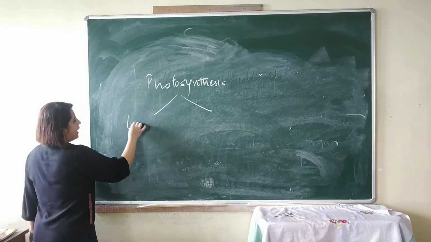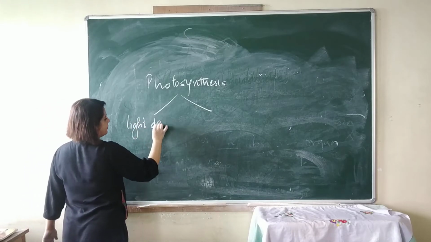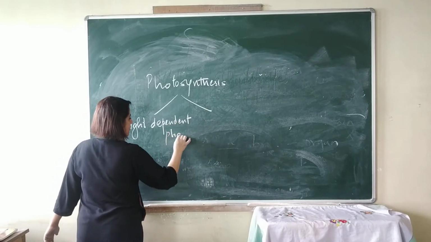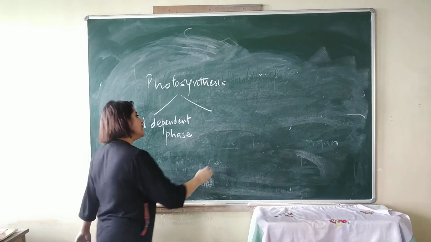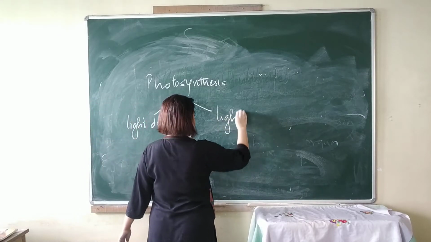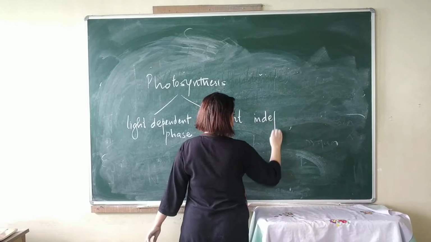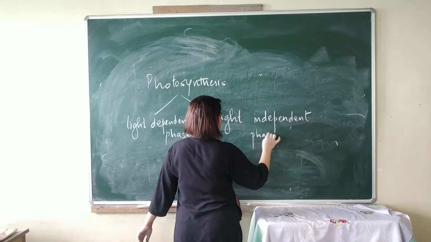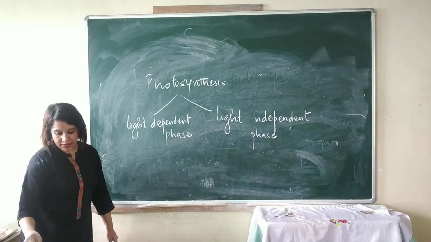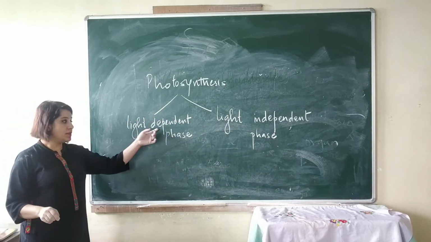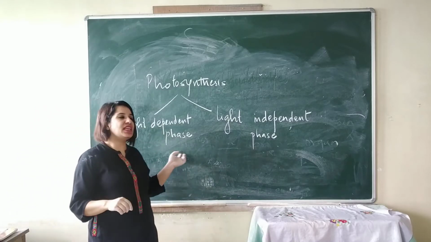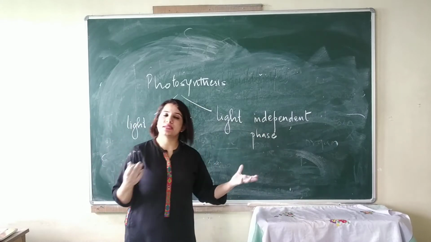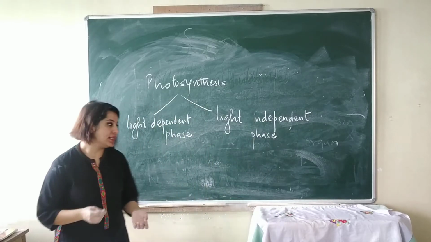We call it the light-dependent phase and the light-independent phase. Dependent means that in this phase light is necessary, and independent means that in this phase light is not necessary.